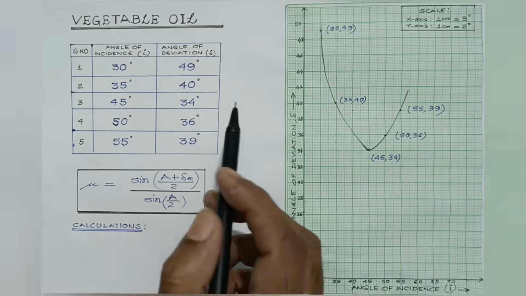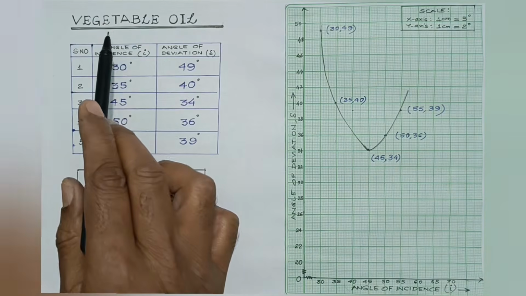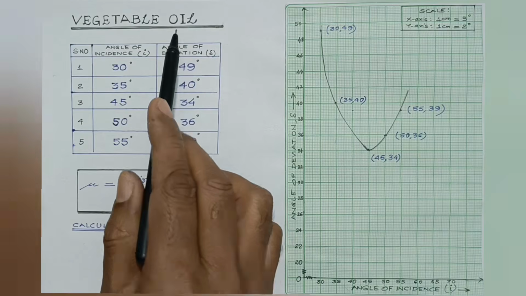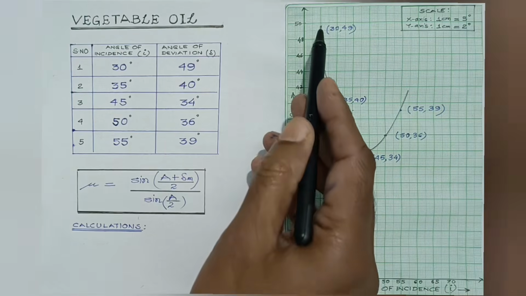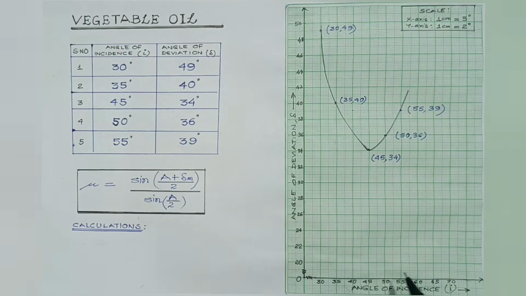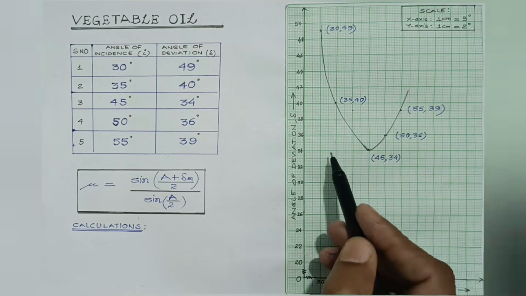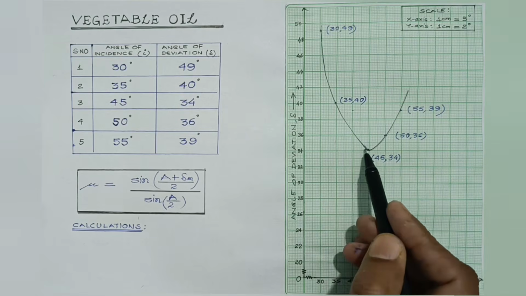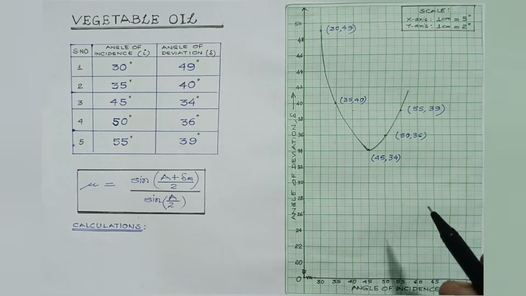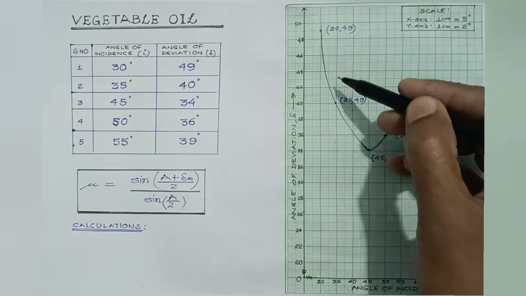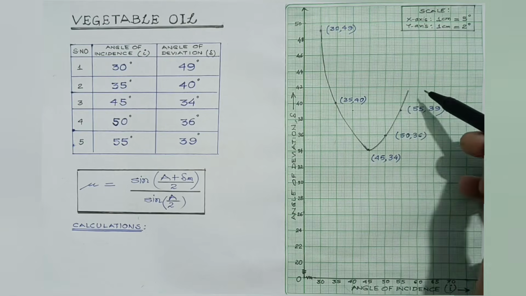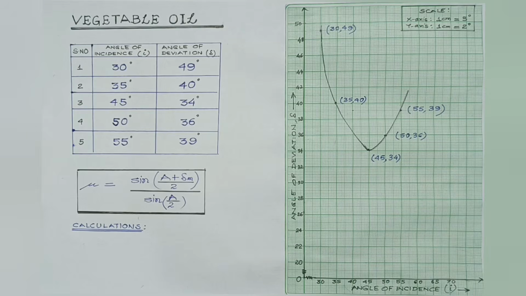So students, this is the result which we have obtained in the case of vegetable oil, right? So this is the graph between angle of deviation and the angle of incidence. It's pretty clear that initially as the angle of incidence is increased, the angle of deviation decreases. Corresponding to a particular value of angle of incidence, the angle of deviation attains minimum value. And thereafter, if the angle of incidence is still further increased, the angle of deviation starts increasing. So this is the graph between delta, which represents the angle of deviation, and the angle of incidence i.